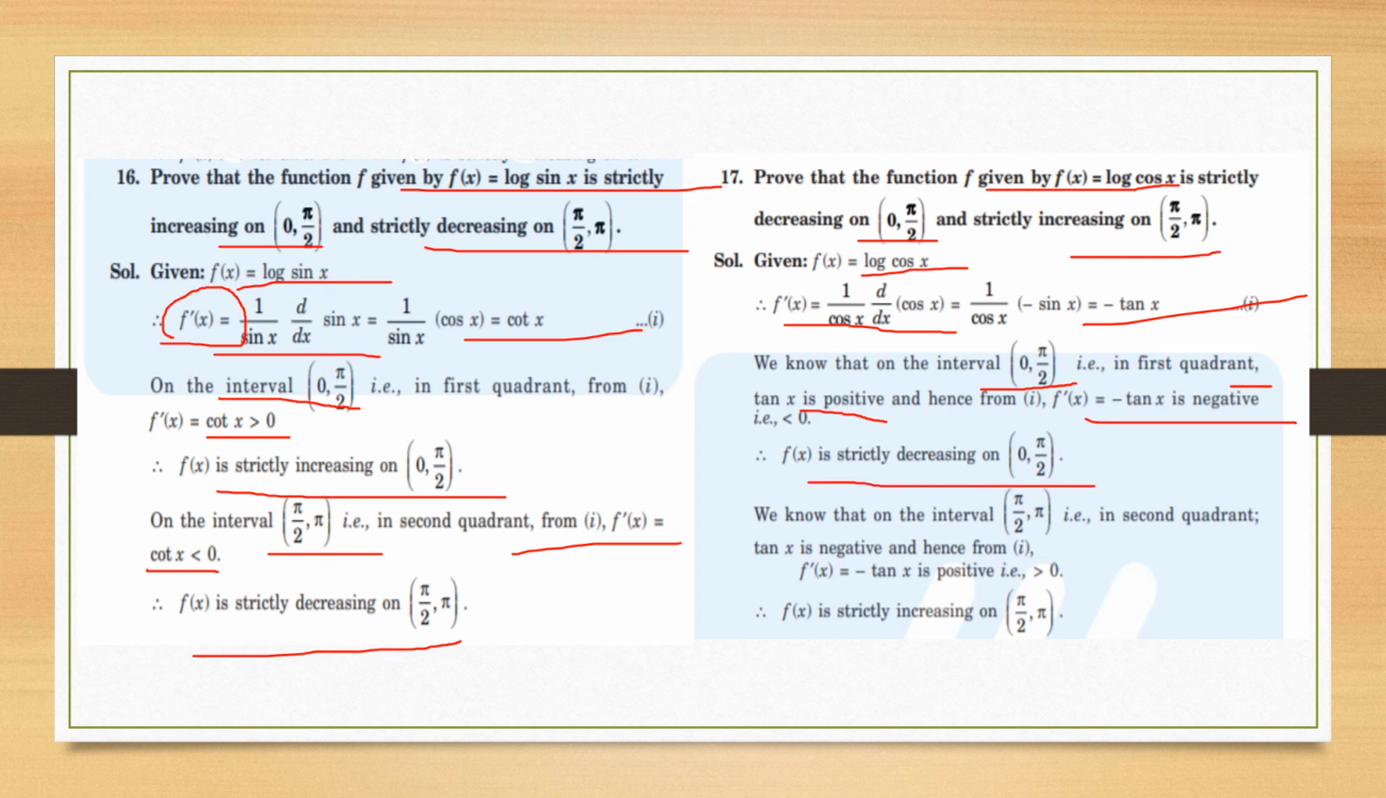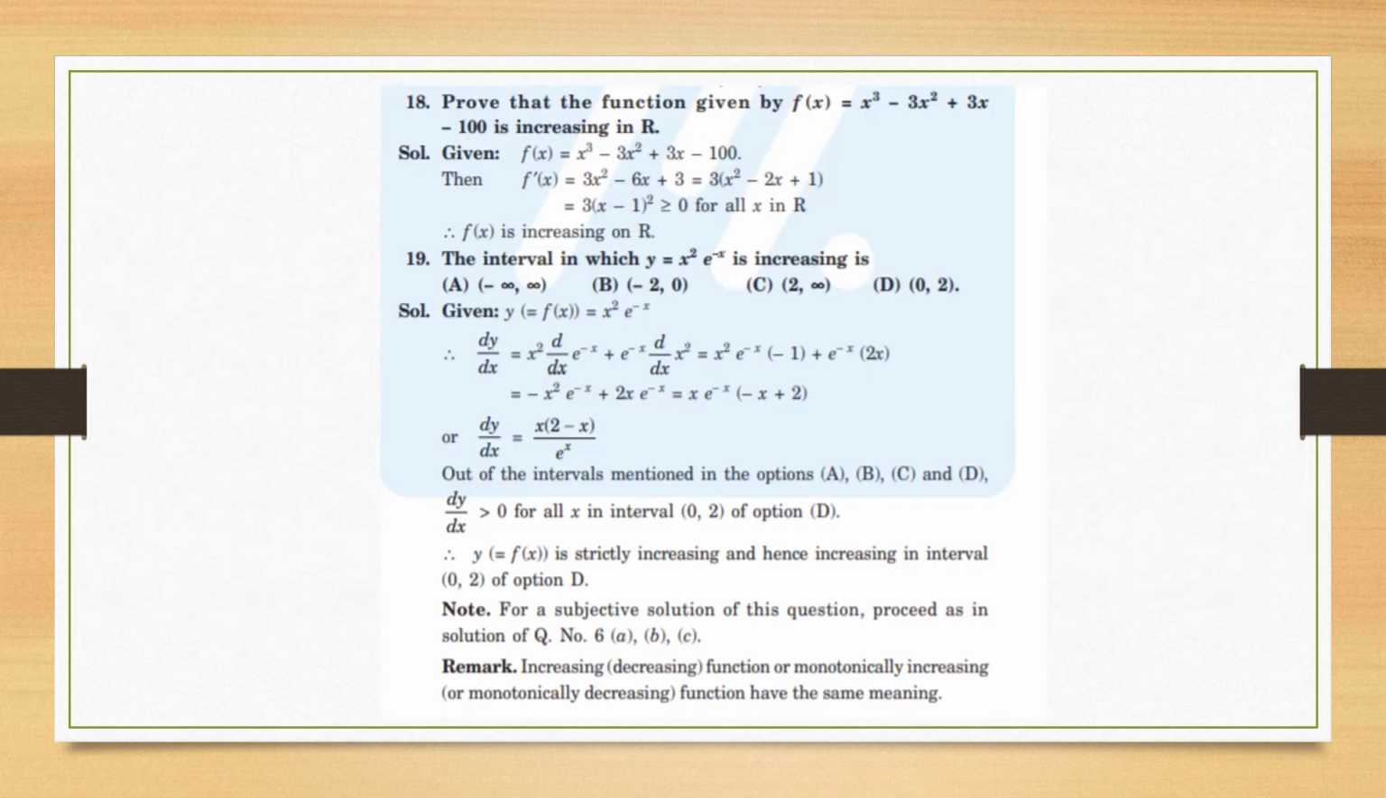And here in the second quadrant, no doubt tan is negative, but minus tan will be positive. So my function is strictly increasing on 90 to 180, the second quadrant.